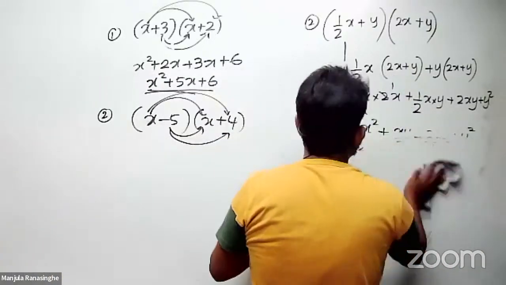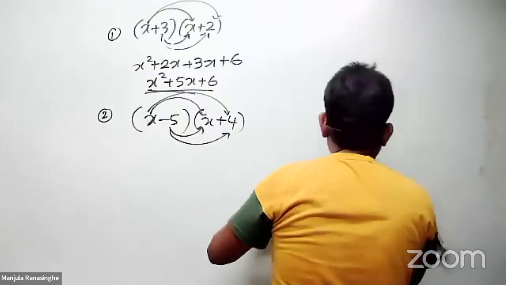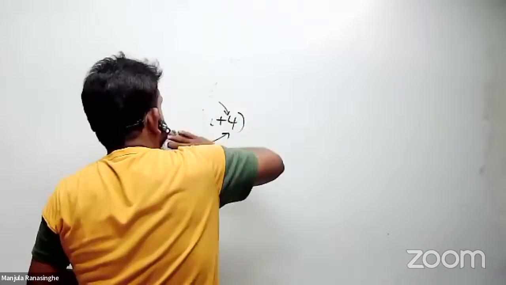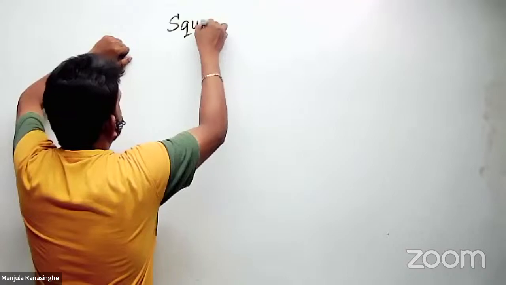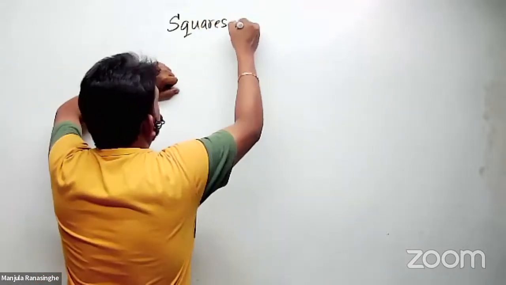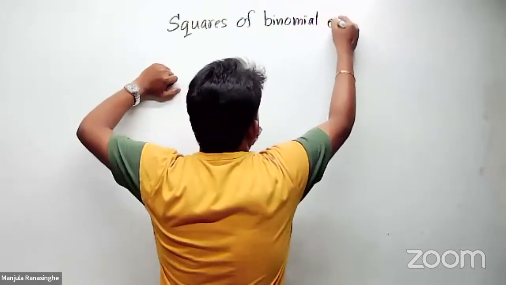So now the important part of this lesson is the expansion of a perfect square. Write down the squares of binomial expressions. Squares of binomial expressions. So this is the new topic.